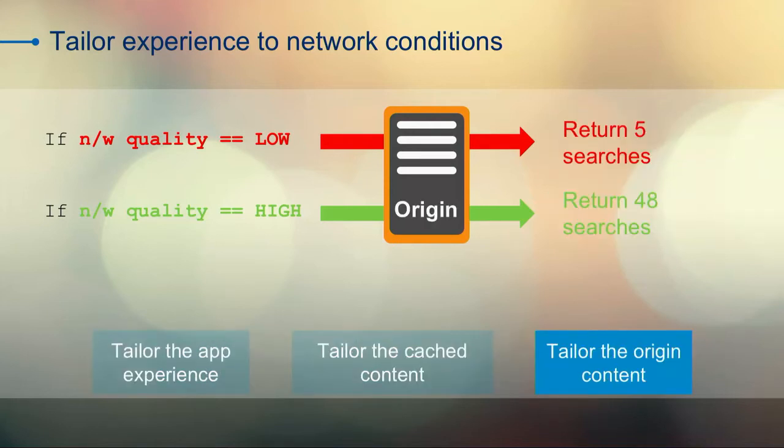And then you can tailor origin content. If you're going for dynamic content, and you know it's low latency, don't send back a lot of information. The example here is a search result. Instead of sending back like 50 search results, send back 5. They can go to the next page and get another 5. But at least they don't have to wait a long time just because you're sending them a lot of the data up front.